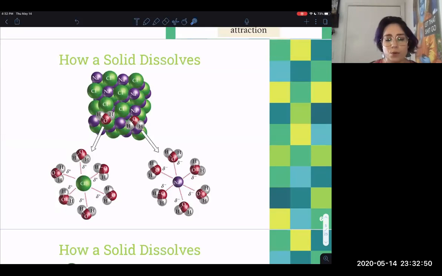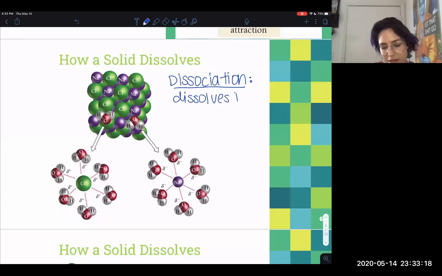So you may, at some point in your chemistry career, be asked to draw something like this. Like, hey, I'm going to have an ionic compound. How is water going to separate it? What does the dissolving look like? So I want to introduce a term really quick, dissociation. If something dissolves into ions, we call that dissociation. So we are associated together and then we are dissociated, we separate.